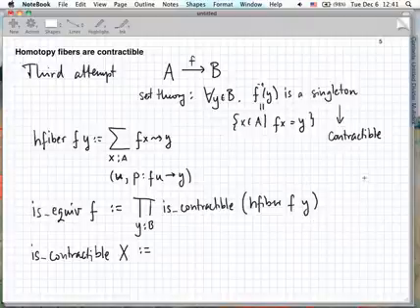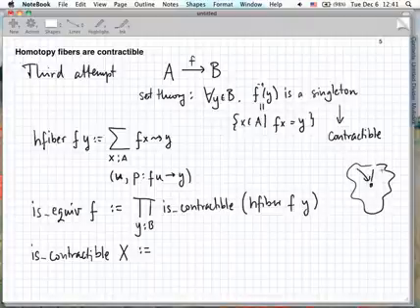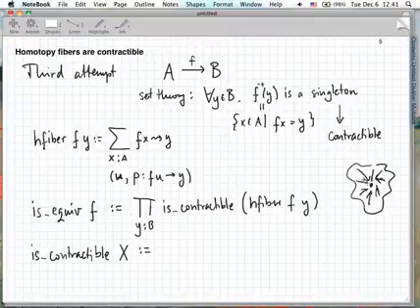So contractibility means something like this. Here's my space, I have a point, and I can push everything down to this point. But not in one go. It has to go nicely and continuously and so on. So the way to say that is that the identity map is null homotopic, or the identity path is homotopic to a constant path.